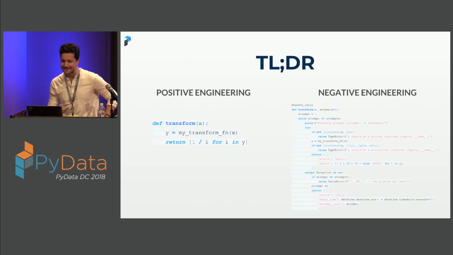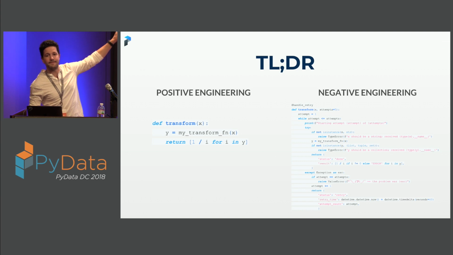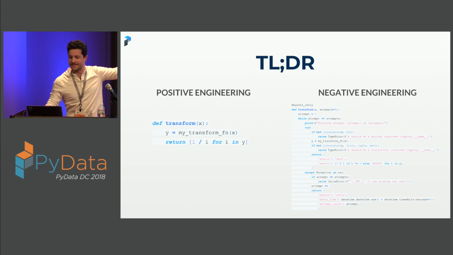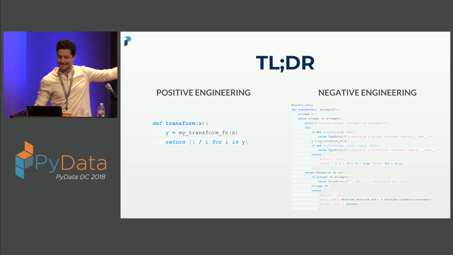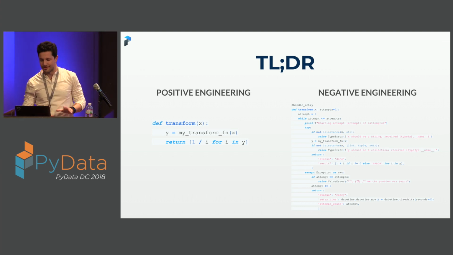So let's take a step back and see where we started and where we ended up. This is what we wanted to do. This is what we had to write to actually do it. This is the positive engineering. That's the negative engineering. So yes, my example is extremely contrived, but if you think it's unrealistic, then you need to talk to more data engineers.